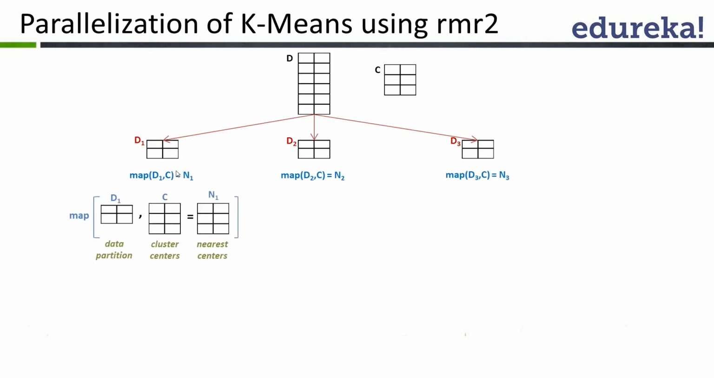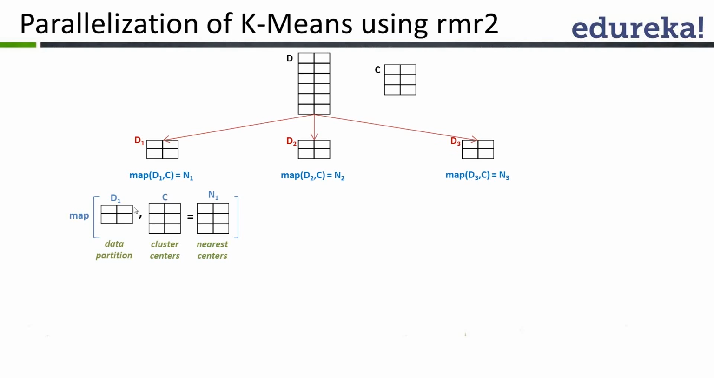Okay, now each mapper will take D1 and the entire set of cluster centers. C is very small, right? It's only k. If I want 10 centers, then I have 10 points, which is very small. So I can give it to every mapper, meaning I can replicate it on every mapper. So in mapper 1, I compute the distances between D1 points and the cluster centers. Mapper 2 will do the same thing on the second partition that it has. Mapper 3 will do the same thing on the third partition it has.